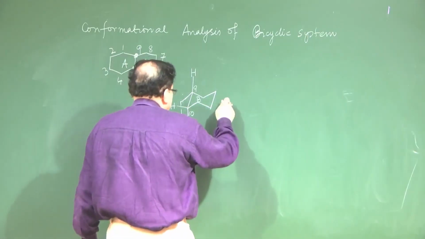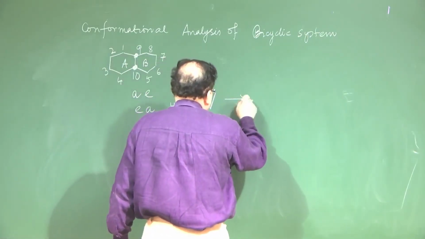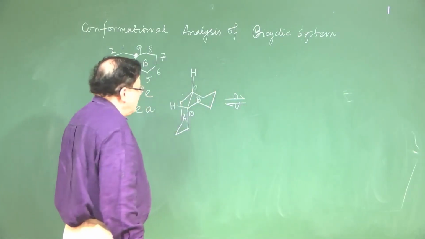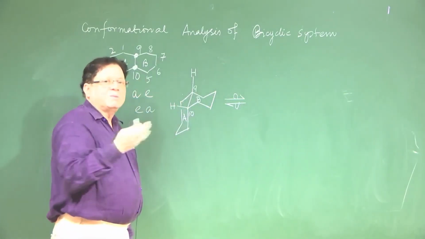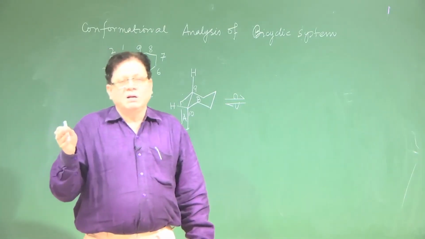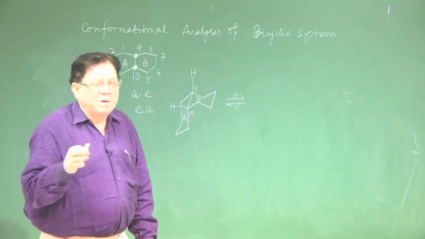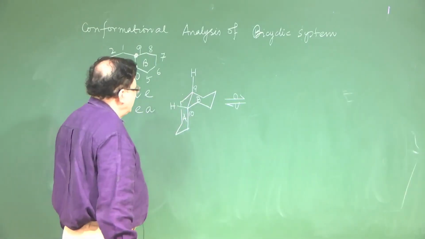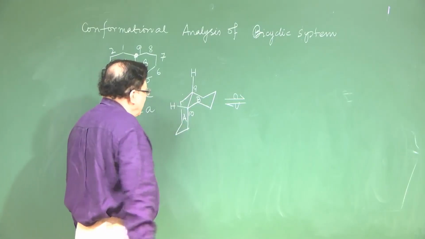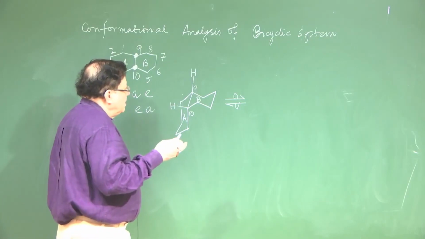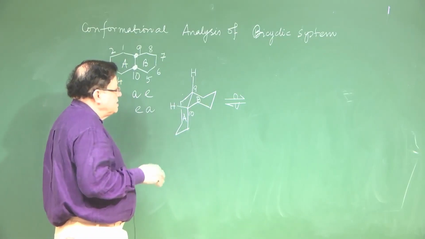Now, if you want to flip it, because it is a cis ring junction, when you flip, the equatorial becomes axial and the axial becomes equatorial. However, the alpha-beta relationship remains the same. So, by flipping, it remains in the cis configuration, and only the equatorial and axial notation of the hydrogens at C9 and C10 changes.